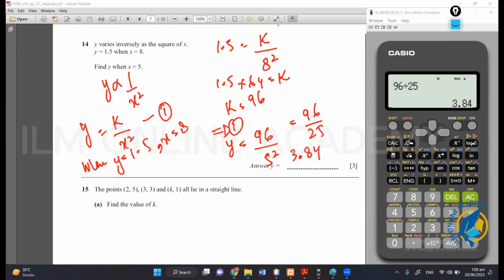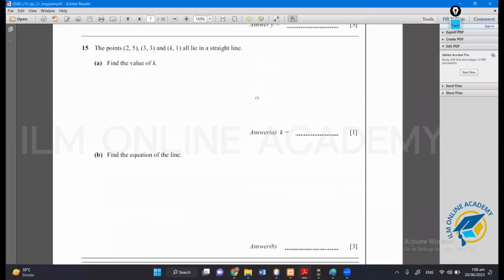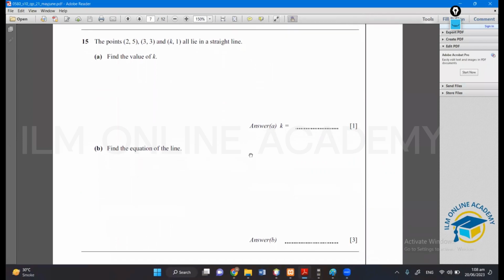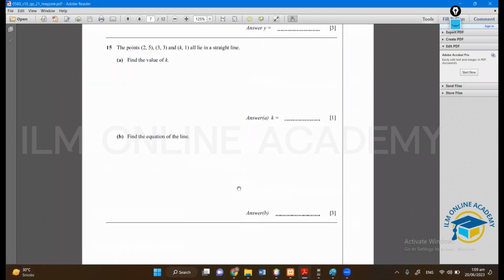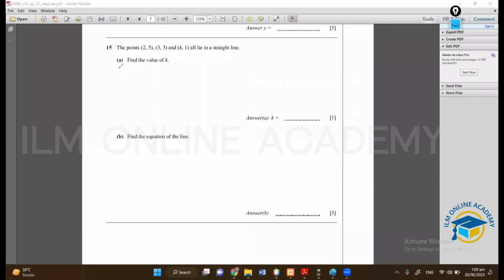Okay, now coming over to question number 15. In question number 15, they are saying that there are three points, (2, 5), (3, 3), and (k, 1). They all lie in a straight line, and we have to find the value of k in part A and then find the equation of the line. So we know that the equation of a straight line is y equals mx plus c, right? So first we have to find m, which is the slope of the equation.